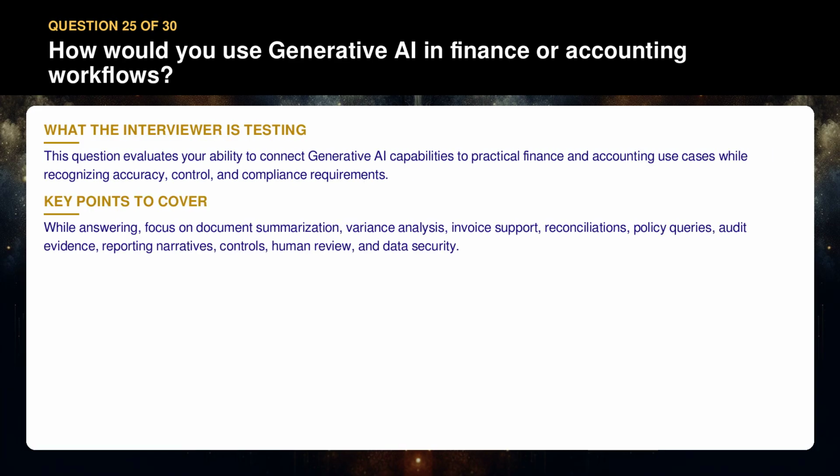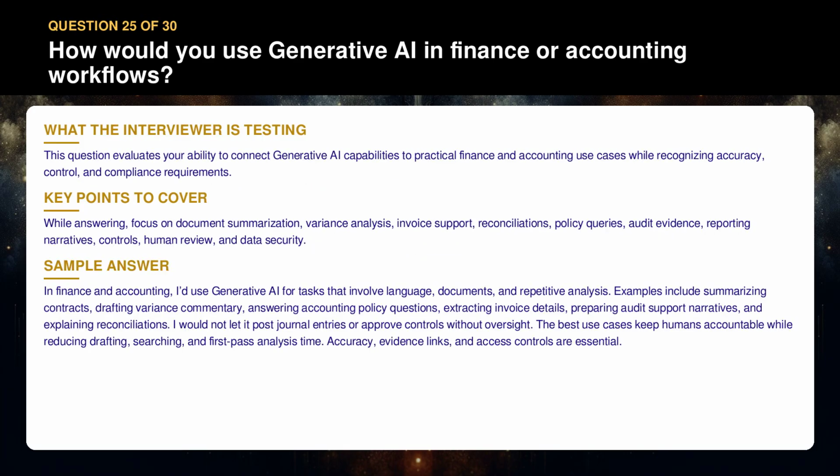While answering, focus on document summarization, variance analysis, invoice support, reconciliations, policy queries, audit evidence, reporting narratives, controls, human review, and data security. In finance and accounting, I'd use generative AI for tasks that involve language, documents, and repetitive analysis. Examples include summarizing contracts, drafting variance commentary, answering accounting policy questions, extracting invoice details, preparing audit support narratives, and explaining reconciliations. I would not let it post journal entries or approve controls without oversight.